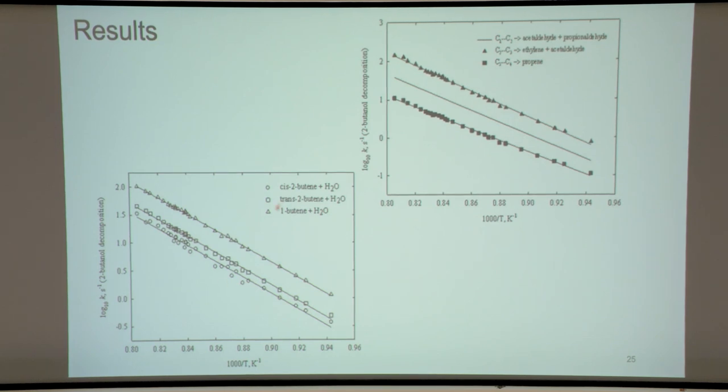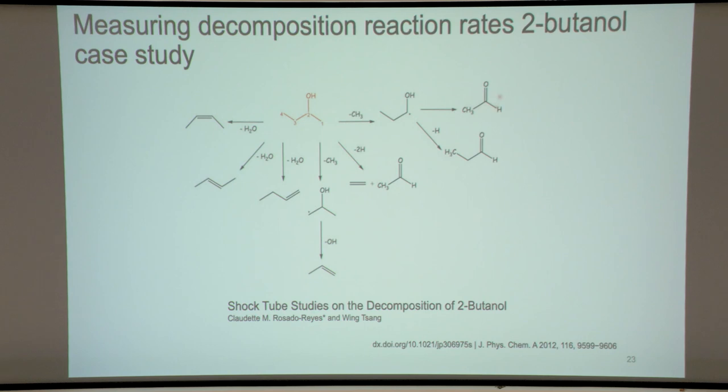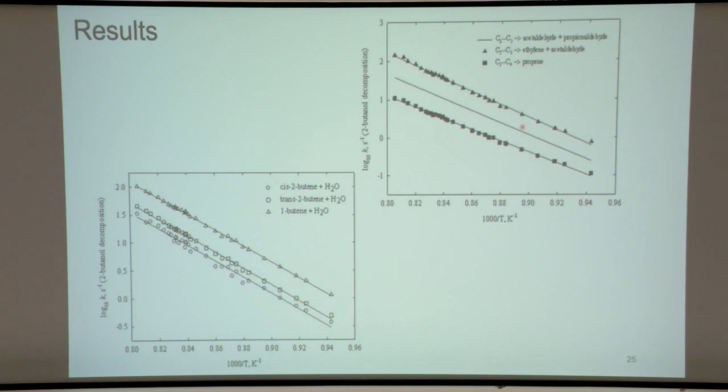So they measure things like the different alkenes that are formed: cis-2-butene, trans-2-butene, 1-butene. They measure this decomposition of 2-butanol to these different species as a function of temperature. They measure the other species, aldehydes, ethylene, acetaldehyde, propene, the species that we saw here that are a product of the scission reactions, and then they fit the rates. And like this, you have papers that do this for many different fuels. They've done it for alkanes, alcohols, but they're time-consuming studies.